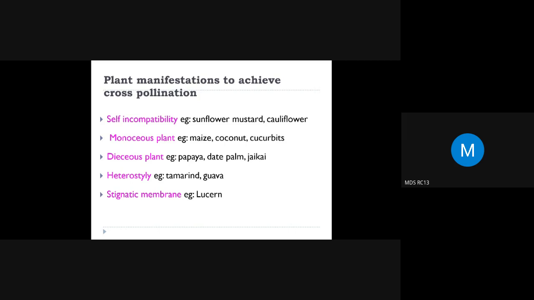There will be a thin membrane between the male and female part. We have to remove that membrane and make contact between the male and female parts of the flower. I will share this PPT, it will be helpful for you.